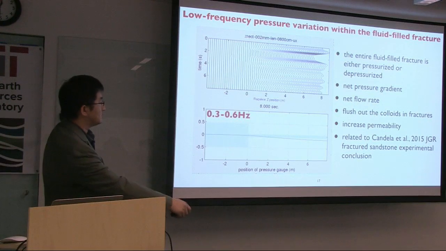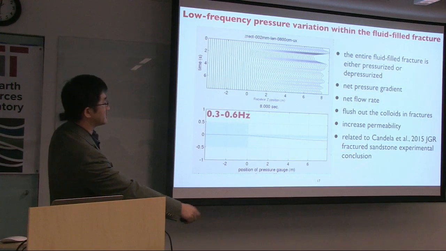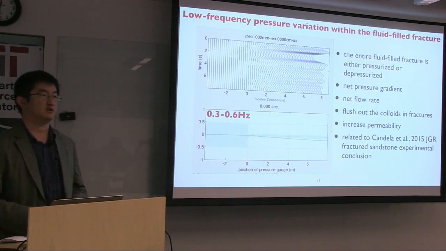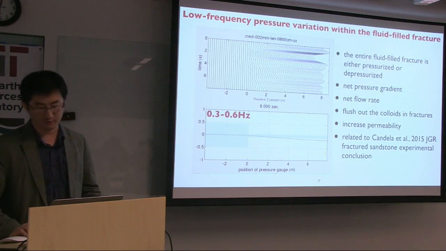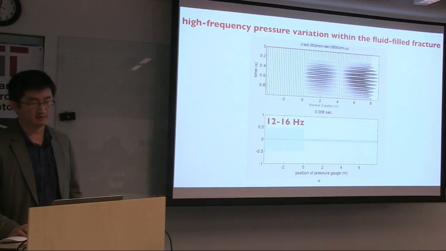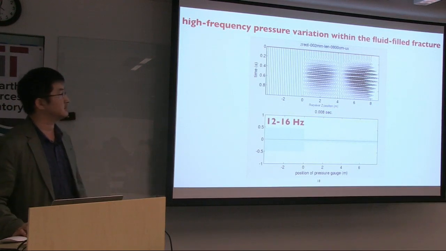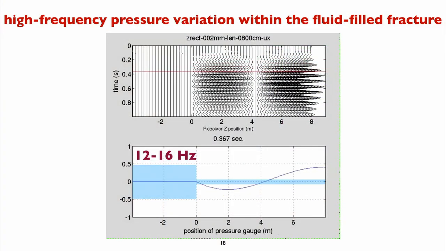And people actually have done a fractured sandstone experiment in the laboratory, and they do observe an increase of permeability when you oscillate the sample while you flow the fluid through the fracture. So how about high frequency? Right now this is at 12 to 16 hertz. And in this case, because of this node, we get an alternating high-low pressure in the fracture. So when you average the pressure within the fracture, you pretty much get zero. So if you consider in and out of the fracture, you don't have the gradient.